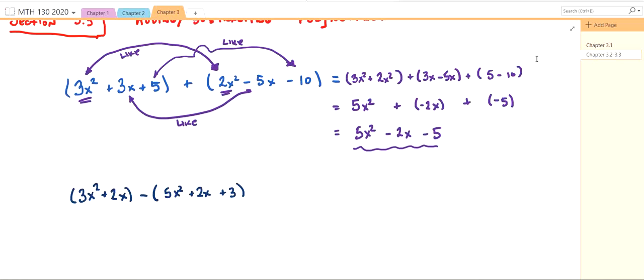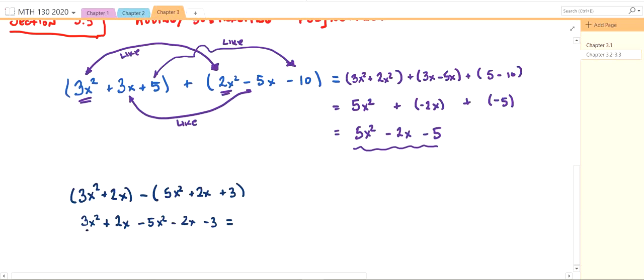Okay, so let's do subtraction now. 3x squared plus 2x minus the polynomial 5x squared plus 2x plus 3. Well, the first thing we're going to want to do is distribute that minus sign. So let's rewrite this. I'm going to distribute the minus sign all the way through here: minus 5x squared minus 2x minus 3.